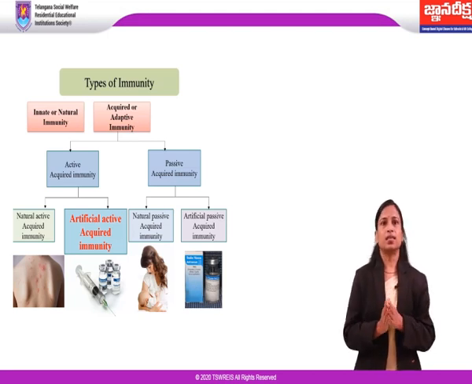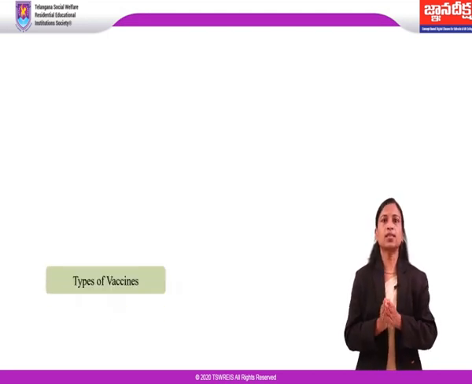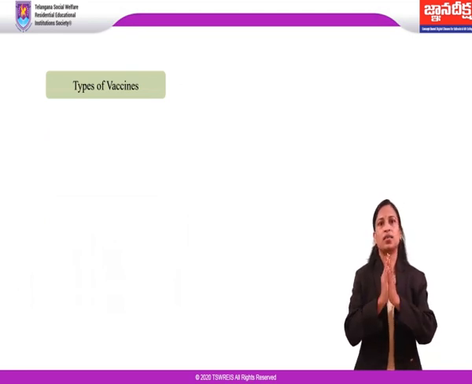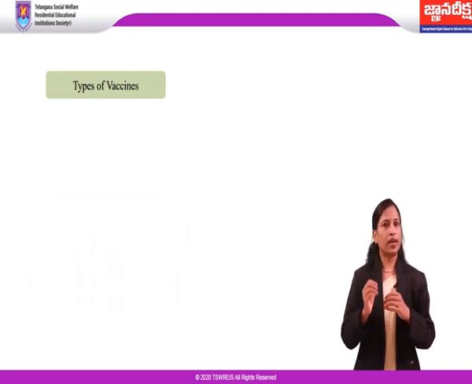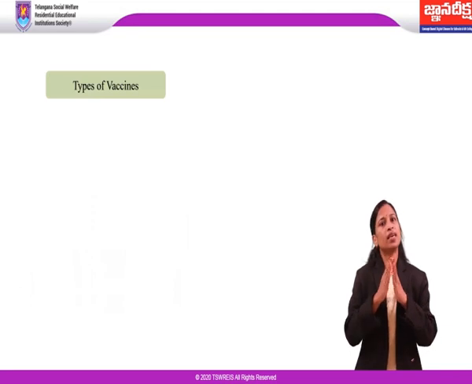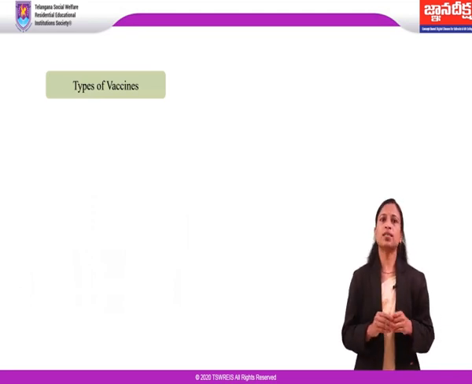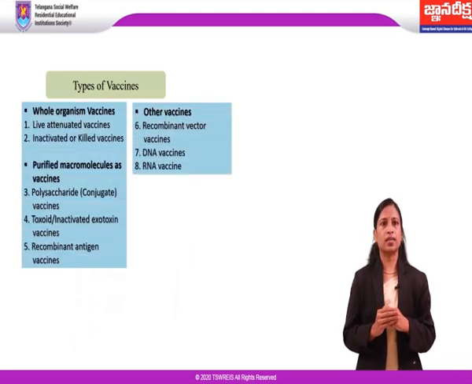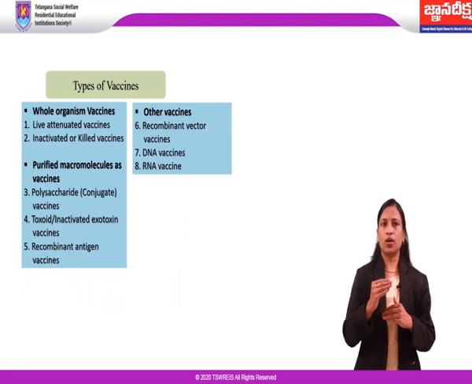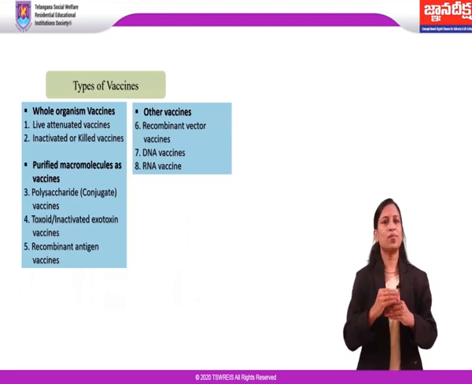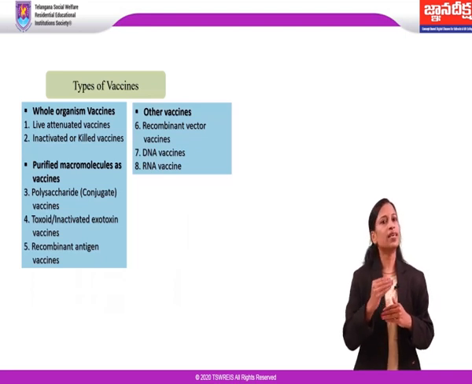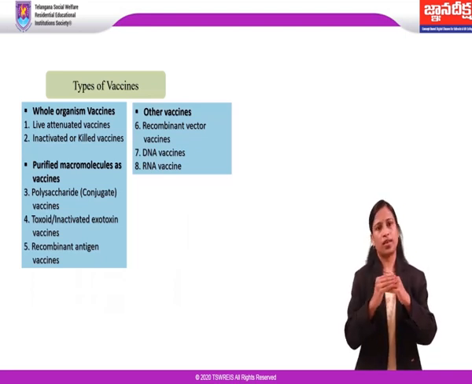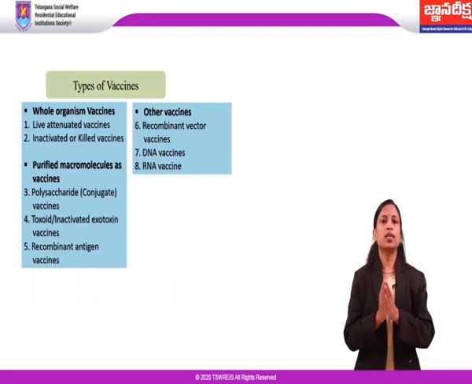Now, let's learn the different types of vaccines that currently exist and those in the developmental stage. There are several vaccine classes, each with unique advantages and challenges, which include live attenuated vaccines, inactivated or killed vaccines, polysaccharide vaccines, toxoid vaccines, recombinant antigen vaccines, recombinant vector vaccines, DNA vaccines and RNA vaccines. Let's see one by one.